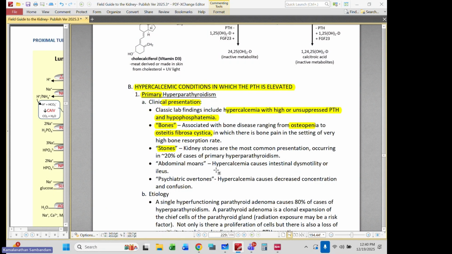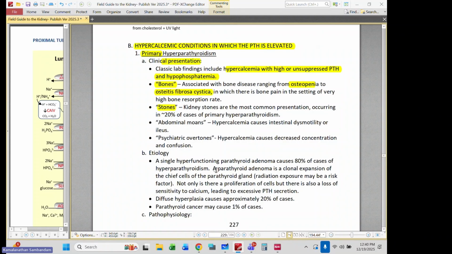Stones are another way in which primary hyperpara patients often present, and that's why we talked about the minimum workup when we talked about nephrolithiasis. I think most patients deserve a PTH as a minimum workup for a kidney stone presentation. Okay.